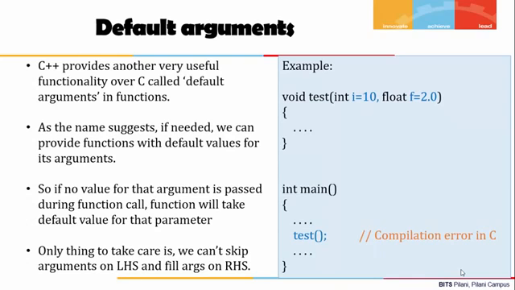So in this example, if you look carefully, the function void test has two arguments. But if you call it without arguments in C, it will give a compilation error because no arguments are passed. Let's see how this will work in C++.